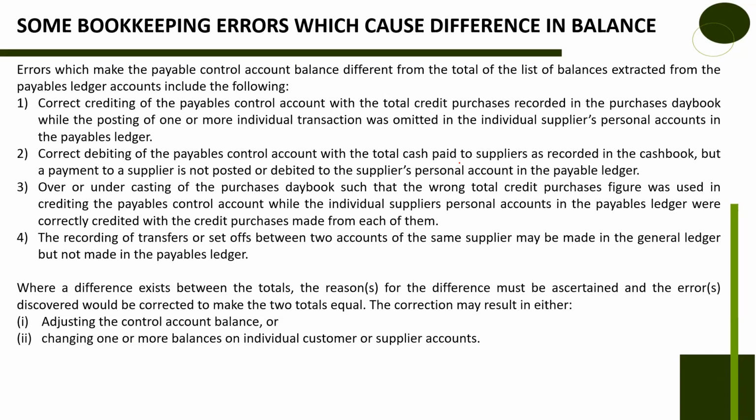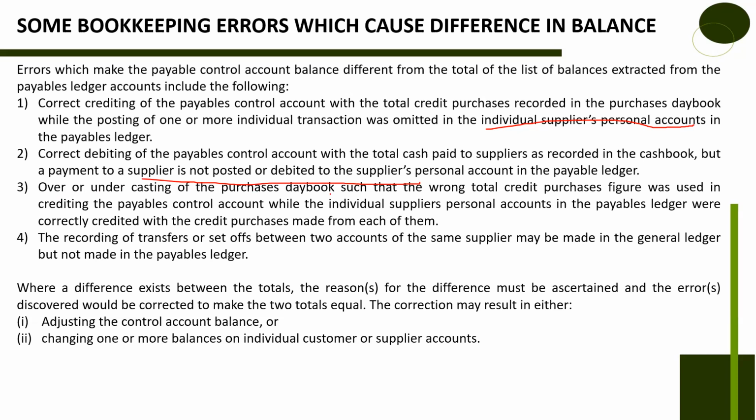Number one, just like we looked at the other time, when you correctly credit the payables account in the general ledger, and while you were posting one or more individual transactions in the individual account, maybe you missed out one piece of information or the other. You correctly debited the payables account with the total cash paid as recorded in the cash book, but payment to a particular supplier is not posted, right? It will not balance. Like the same way we looked at these things the other time.